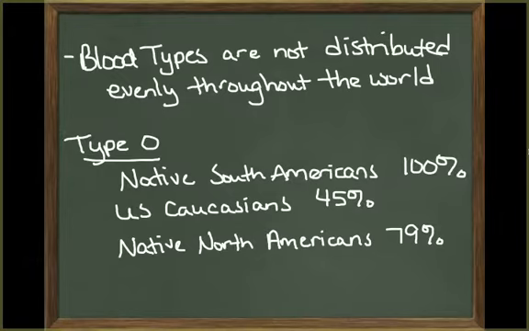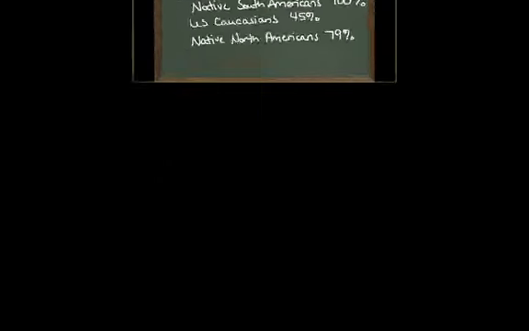Individuals with these blood types are not distributed evenly throughout the world. For instance, the percentage of native South Americans with type O blood is 100%. The percentage of Caucasians in the U.S. with type O blood is 45%, while the percentage of native North Americans with type O is 79%. You can view the average values for various populations in a table in your textbook.